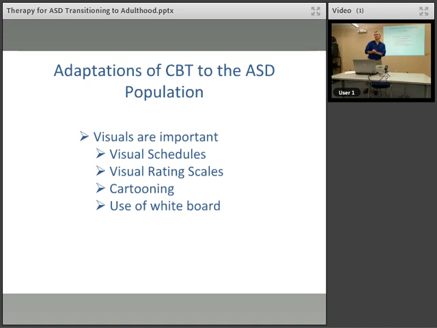Okay, some adaptations of CBT for the autism spectrum diagnosed population, ASD population. A lot of times we know that the visuals are really important, and I found this with a lot of kids that I'm working with at this stage.